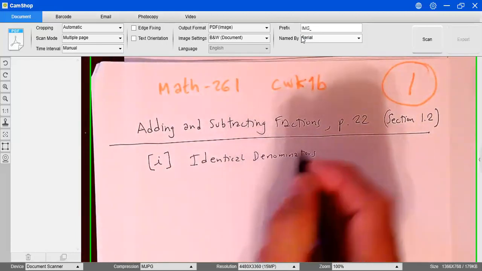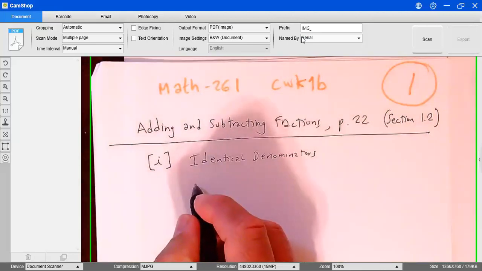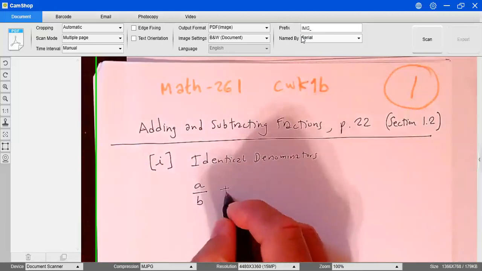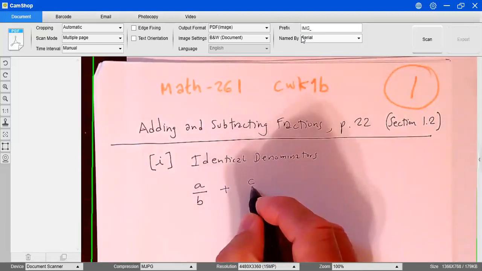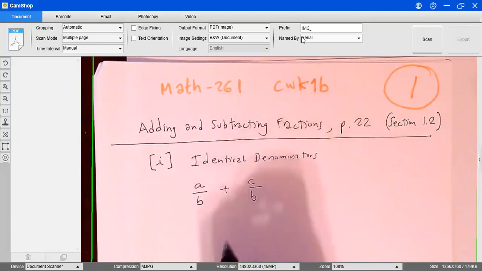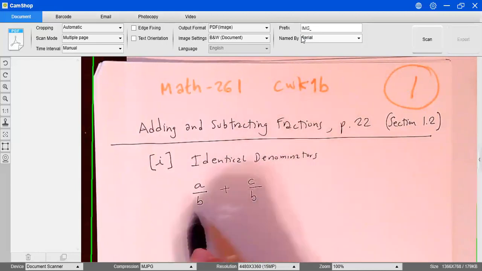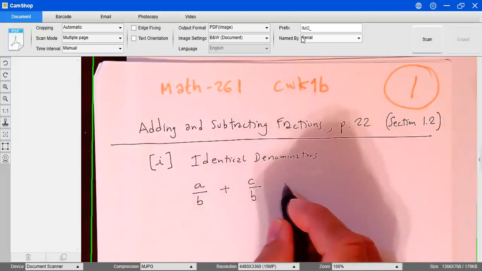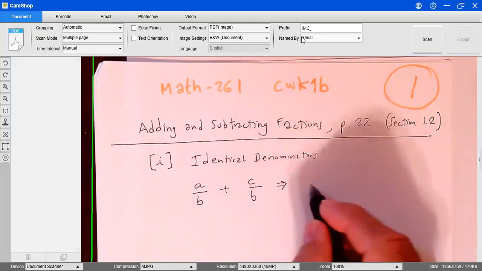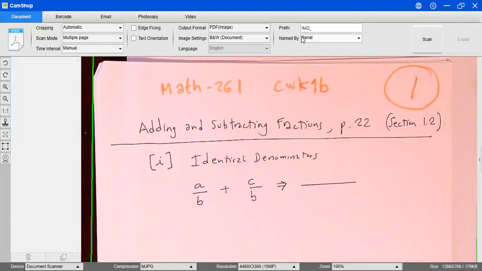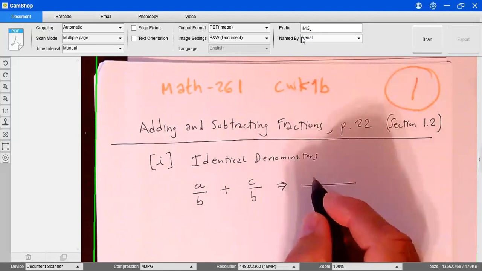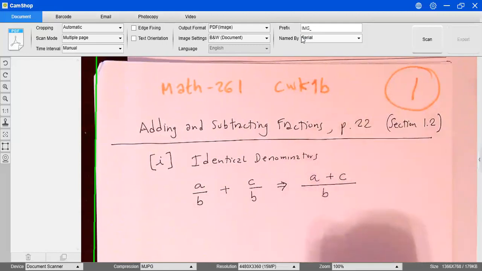When you have identical denominators, the procedure is very easy. We have one fraction, a over b, plus another fraction, c over b. So the first thing that you check is that you have the same denominator in both fractions. To solve this problem, you're just going to get a fraction bar, write the common denominator, and then write the sum of those numerators. So it's going to be a plus c.